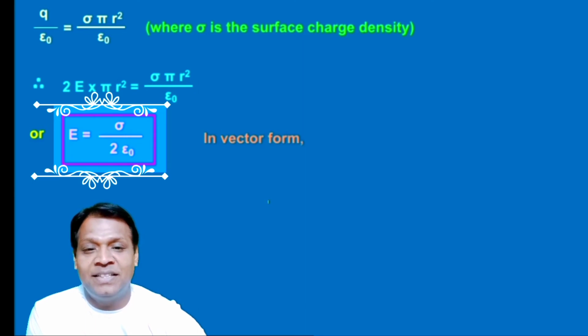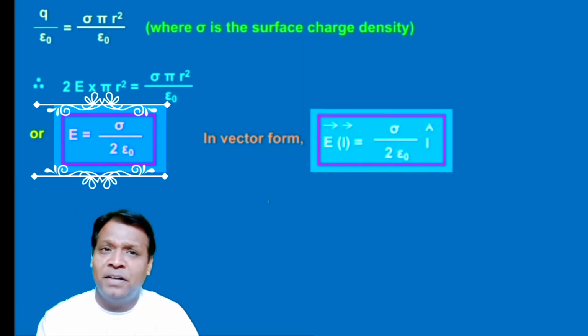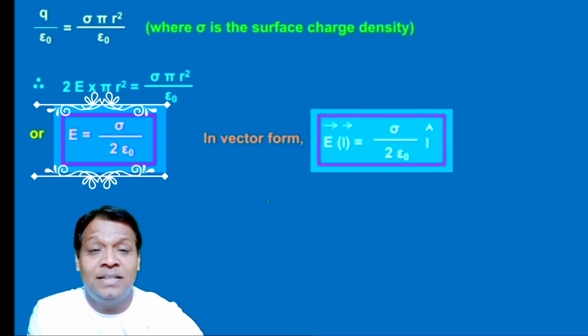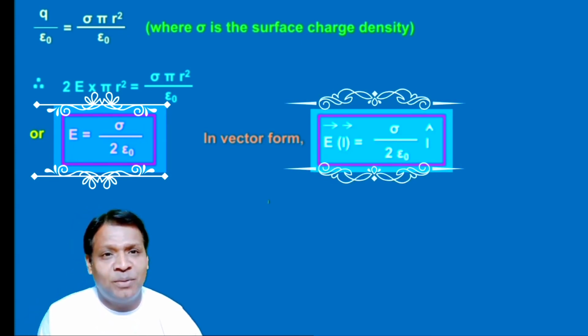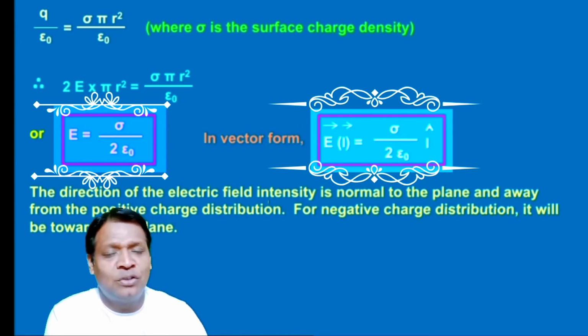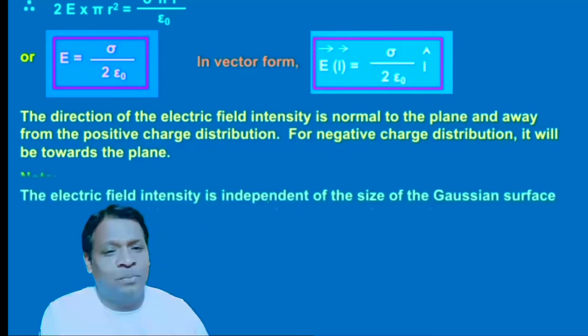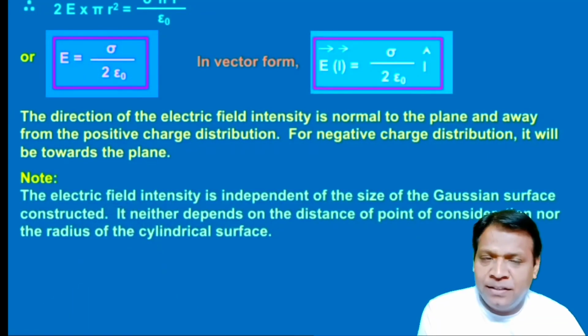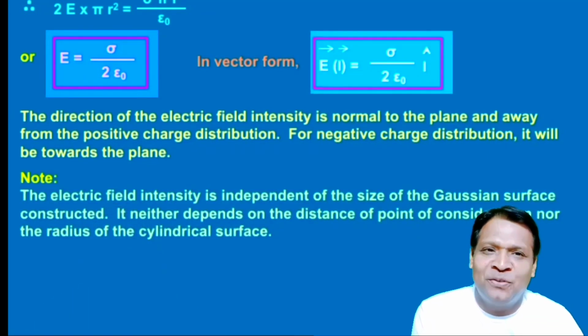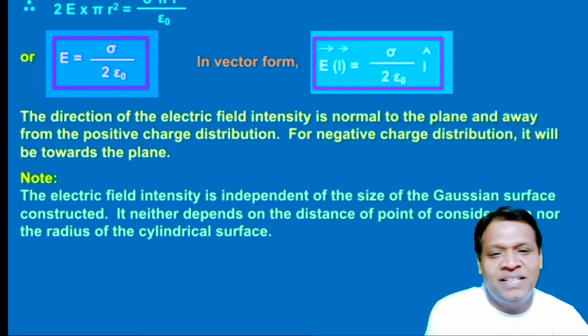So we can write E is equal to sigma upon 2 epsilon naught, the electric field intensity due to an infinite plate. And since E is a vector quantity, we have to write E is equal to sigma upon 2 epsilon naught i cap. It means the direction of the field is just outward with respect to the charged plate. If we consider the negative plate, then the direction of the field will be inward. It means in place of i cap, it will be minus i cap.